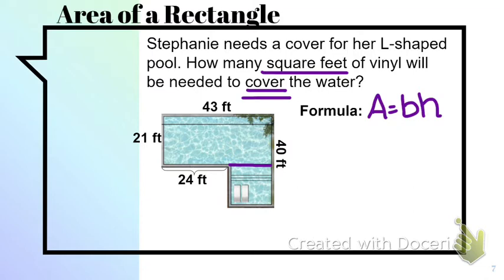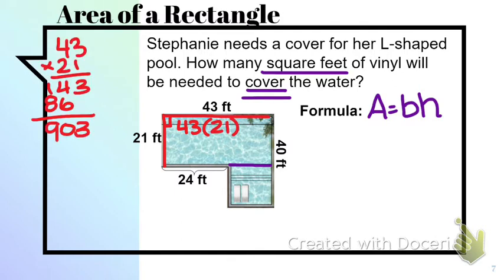What's really nice about choosing this rectangle is that I have my base and my height right here. This is my right angle, and I have both of those units. So I'm going to go ahead and substitute inside this rectangle. 43 times my base times my height is 21. Go ahead and solve. So hopefully you got 903. So inside this rectangle, I'm going to go ahead and put 903 feet squared.